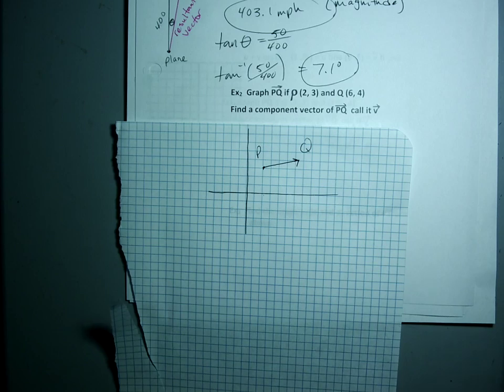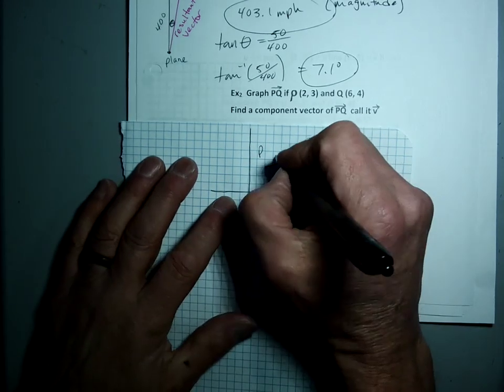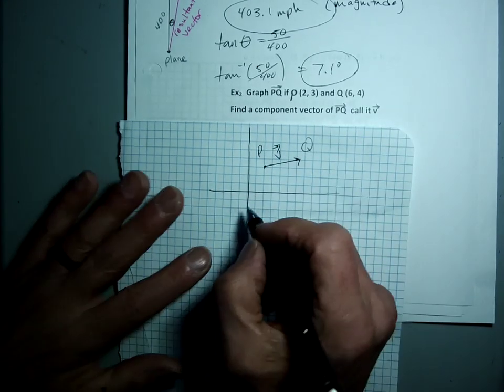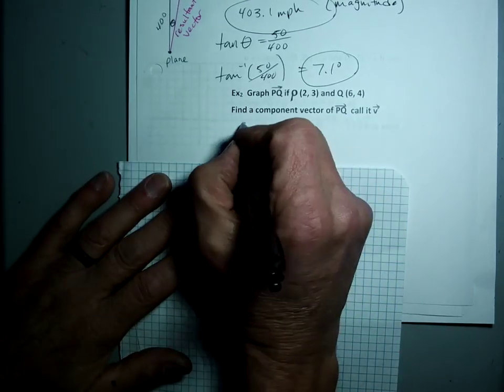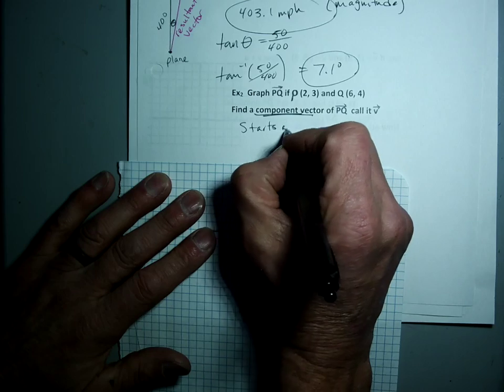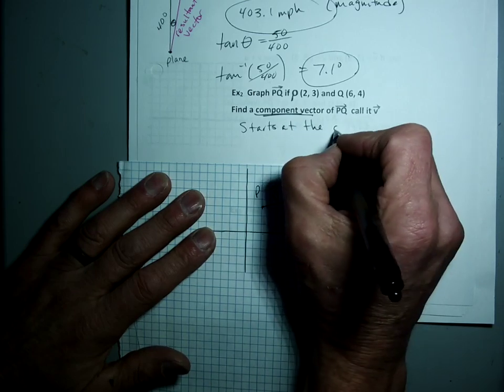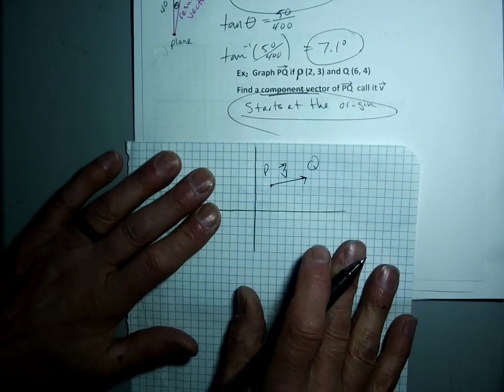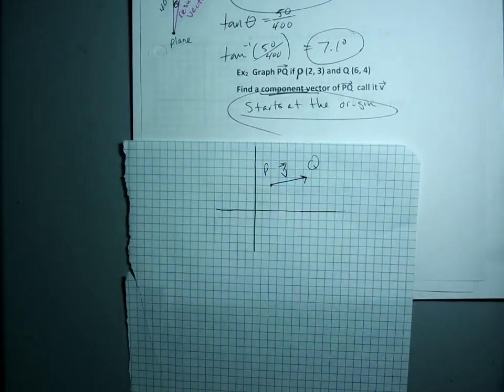Vector V. So I'm going to call this vector V, and I'm going to change it to a component vector. Now, a component vector starts at the origin. So a component vector starts at the origin. So what I want to do is take this vector and just put it here.